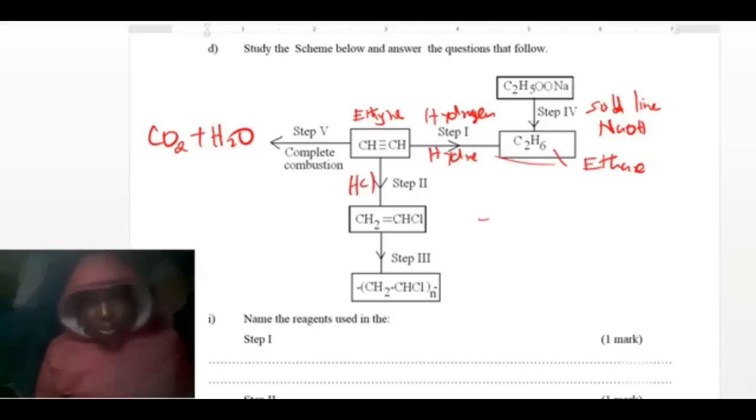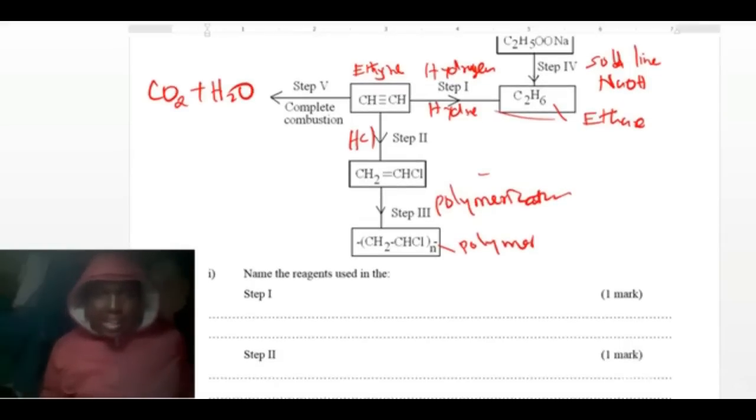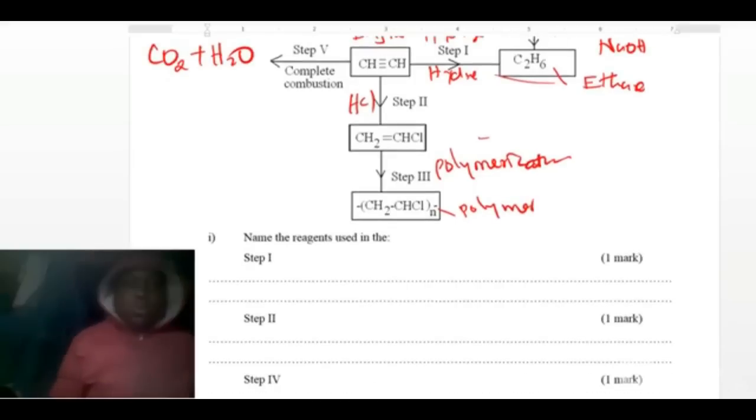So this one will undergo a certain process, step 3, to form this. What is this? This is a polymer. So the process here is polymerization. Polymerization. Now, before you even go to the questions, you need to analyze the diagram like that, and then you are able to answer the question.